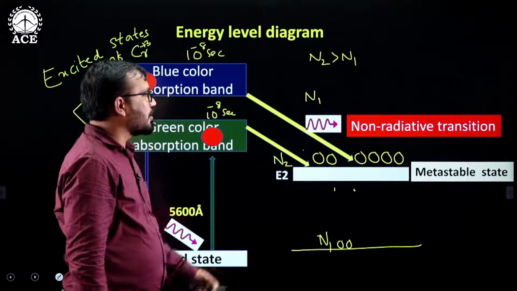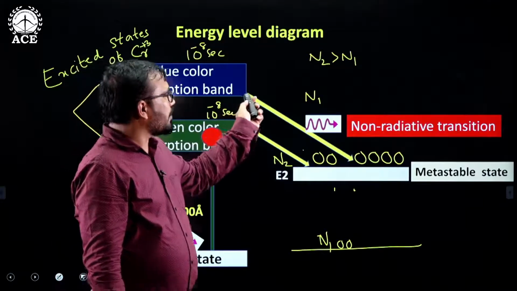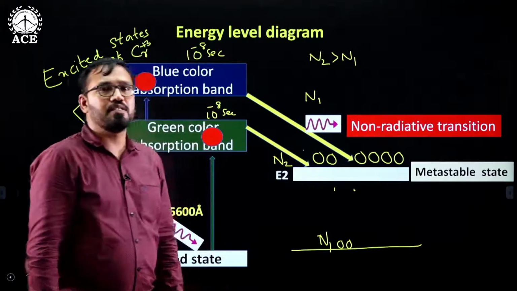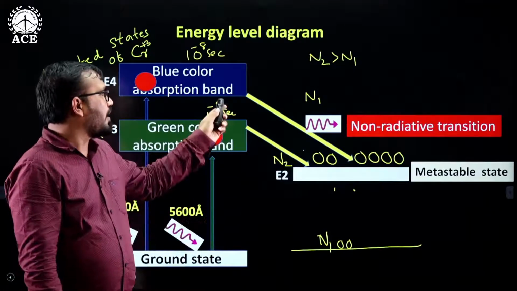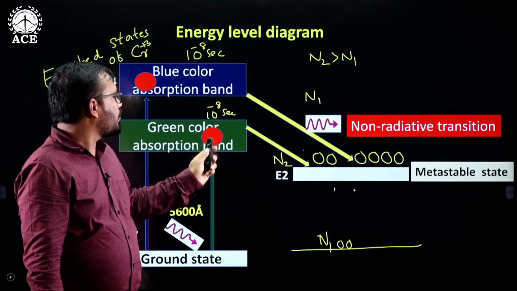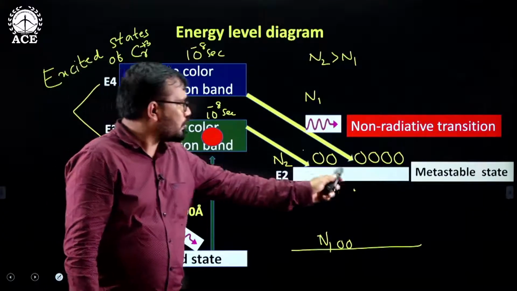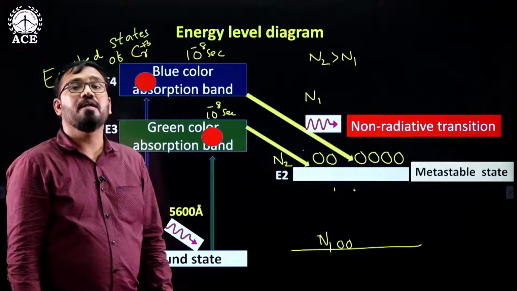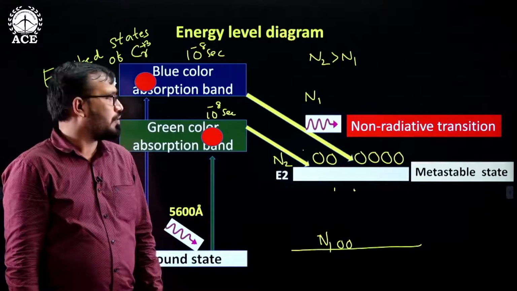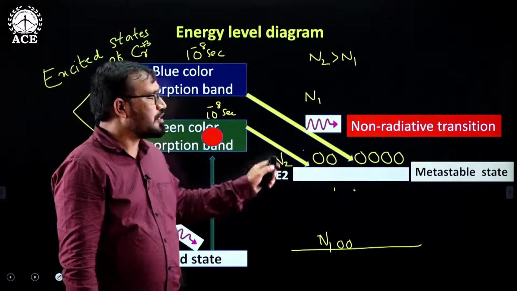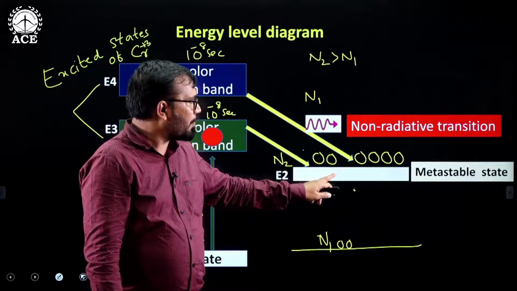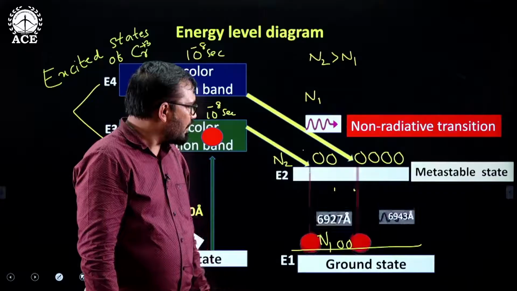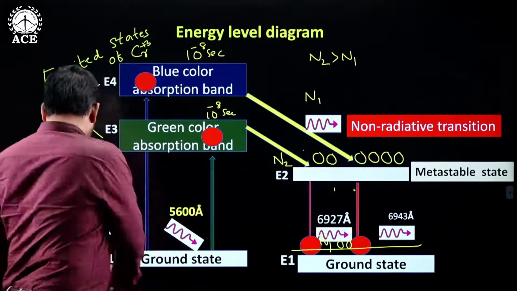Lasing action. See here, when the atoms come from this level to this level, non-radiative emission takes place, which means no laser emission takes place. When atoms come from the blue color band and green color band into the metastable state, there won't be any laser emission. Non-radiative emission takes place. That non-radiative emission is not a laser. Once we achieve population inversion, the atoms will come down to the ground state.